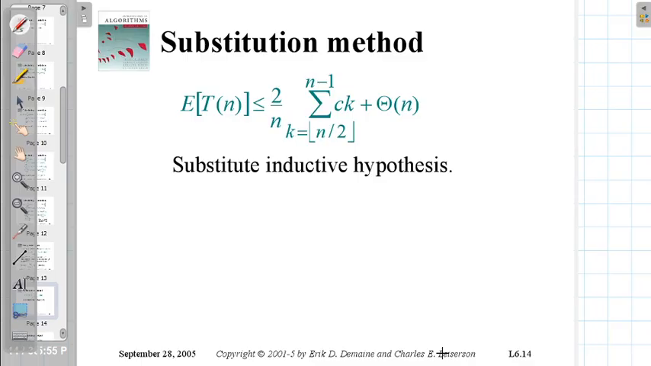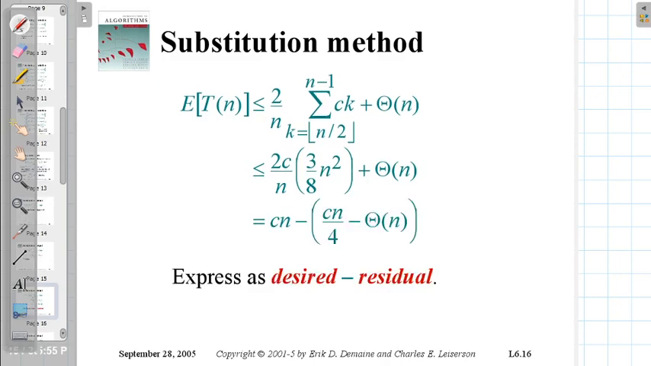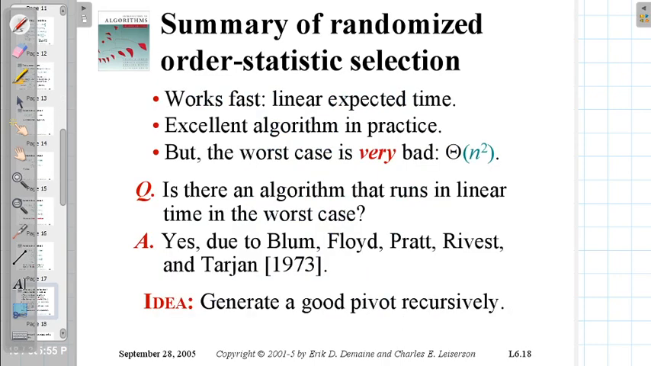Okay. So we are not discussing that now, but we will be discussing another interesting one. This is the summary of randomized order statistic selection: it works fast, with linear expected time, as I have told you, that is, expected T(n) equals order of n. Excellent algorithm.